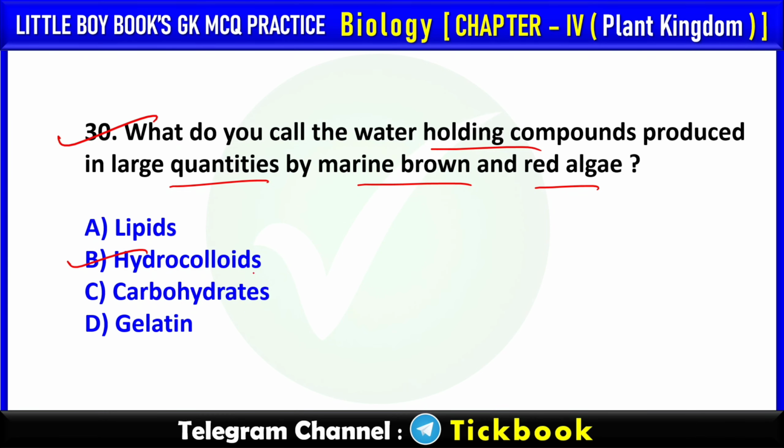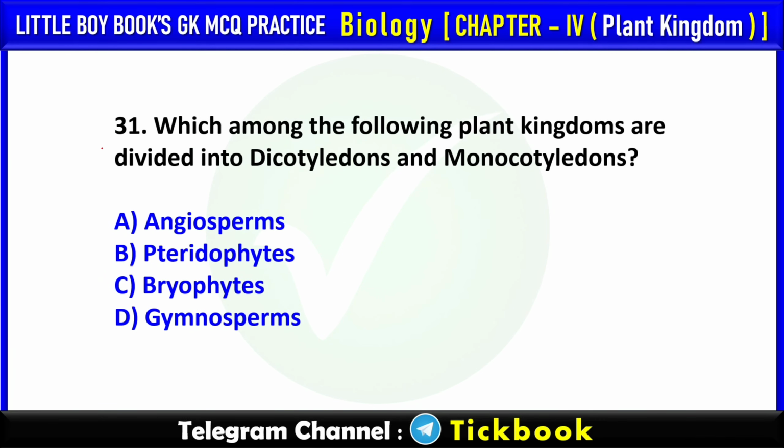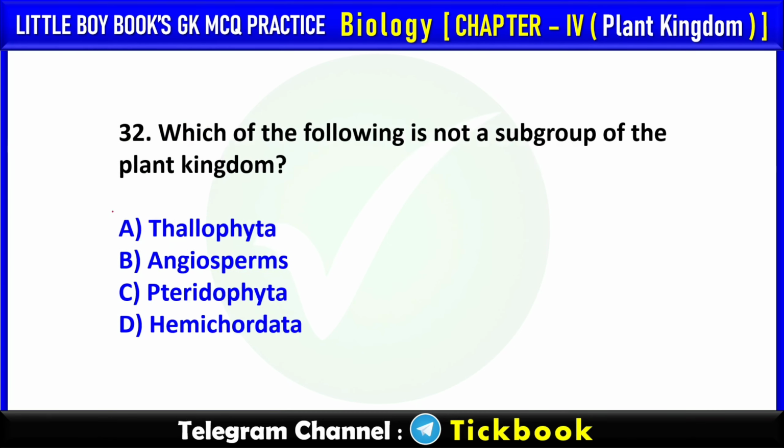Option number B, hydrocolloids. 31. Which among the following plant kingdoms are divided into dicotyledons and monocotyledons? Option number A, angiosperm. 32. Which among the following is not a subgroup of the plant kingdom? Option number D, hemichordata.